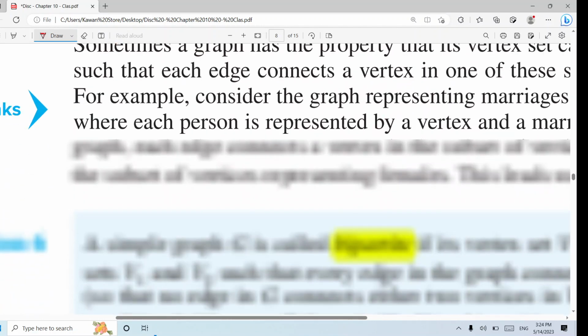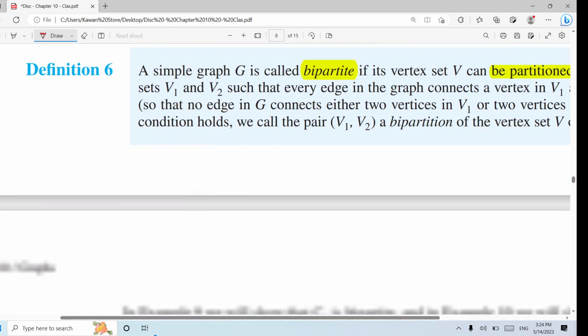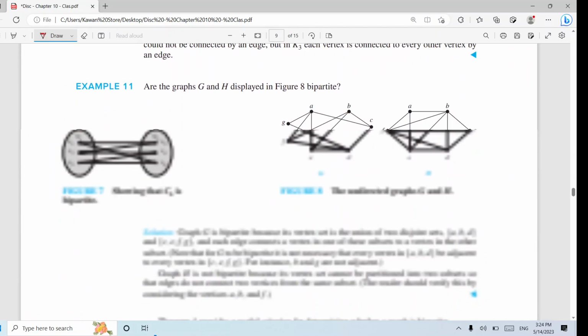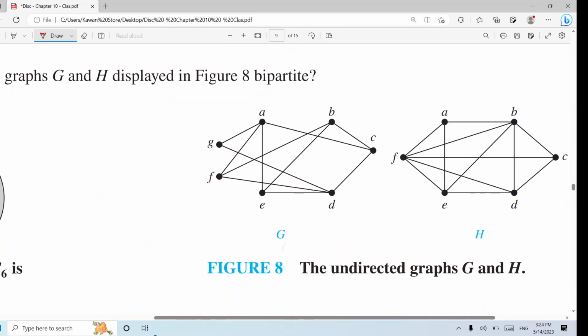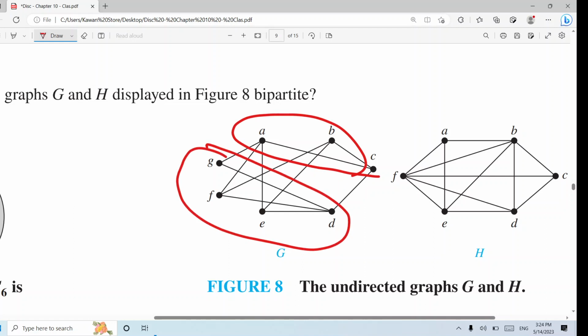Look at the graph. It means that you can make 2 groups. Just look at the example. You don't need to follow the definition or theorem. Just look at the example. Now you understand. Where's the group? Here's the group, right? Here's the second group. Understood? Or you can make it like that.